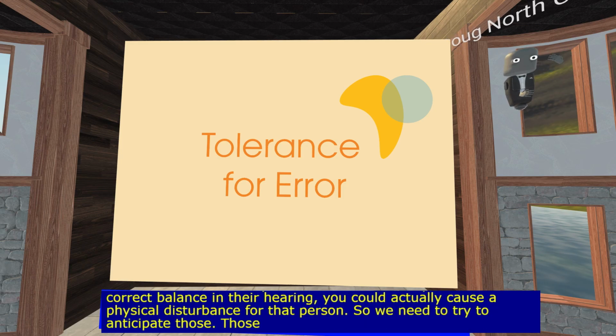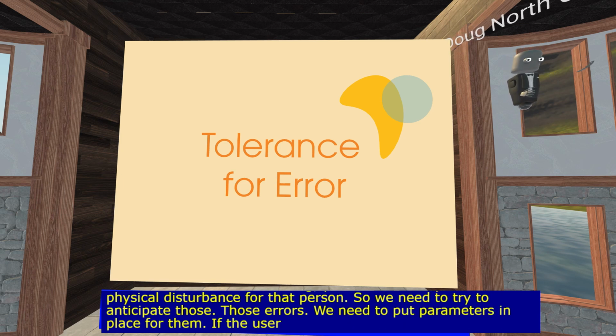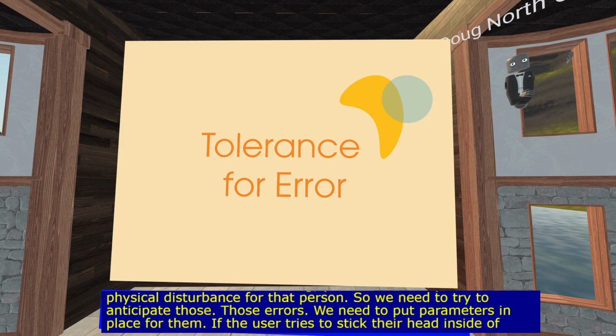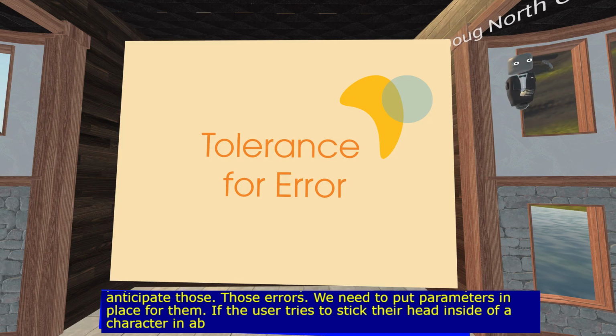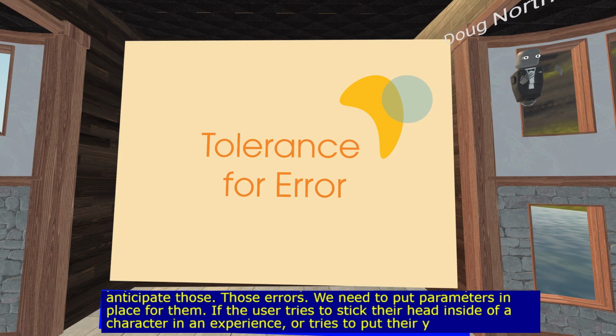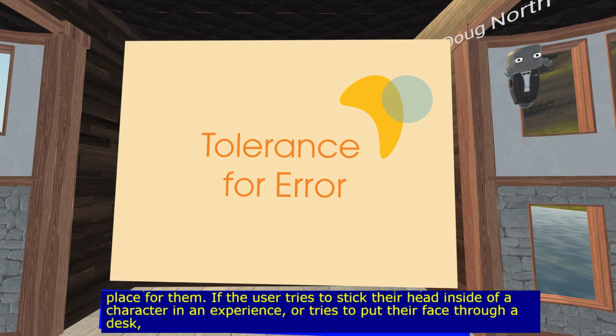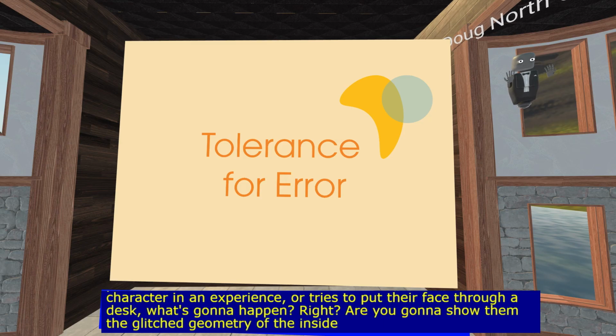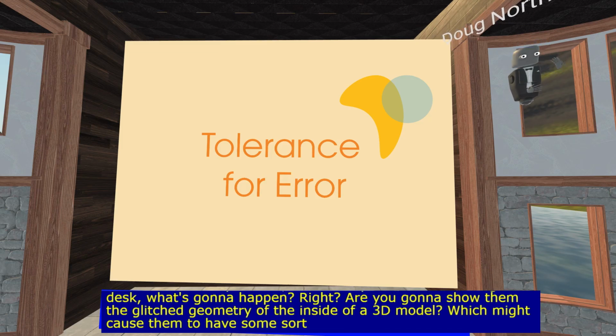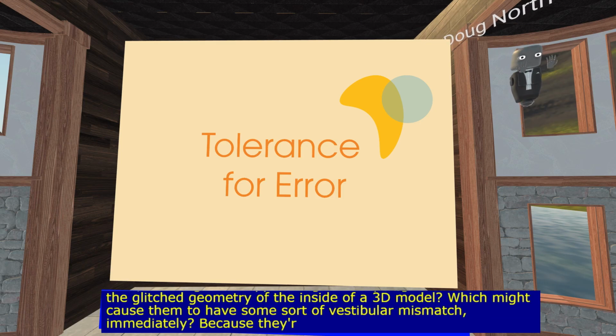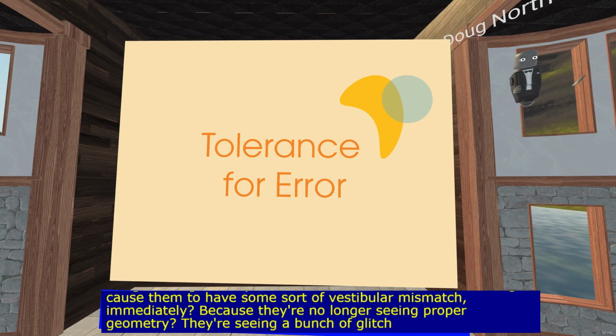We need to put parameters in place for them. If the user tries to stick their head inside of a character in an experience, or tries to put their face through a desk, what's going to happen, right? Are you going to show them the glitched geometry of the inside of a 3D model, which might cause them to have some sort of vestibular mismatch immediately, because they're no longer seeing proper geometry? They're seeing a bunch of glitched shapes and different planes.